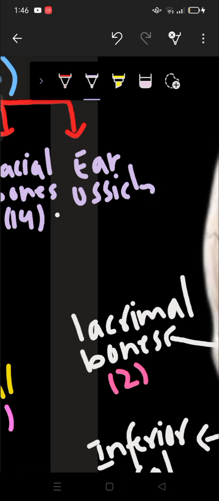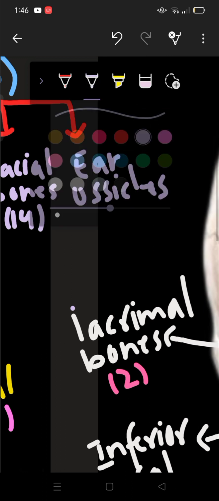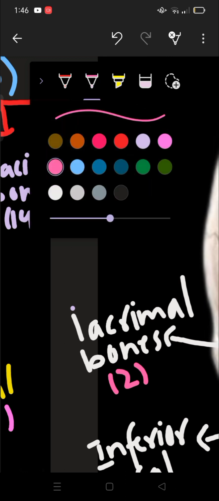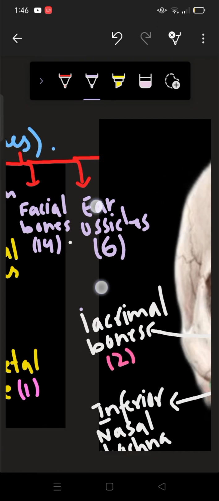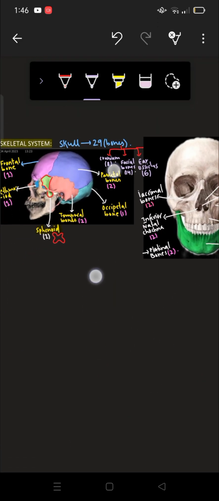So how many ear ossicles do we have? We have a total of 6 ear ossicles. Let me write that here: 6 ear ossicles we do have. So let me count those 6 ear ossicle bones. As you can see, now we are going to count the bones of the ear. Those are also known as ear ossicles.